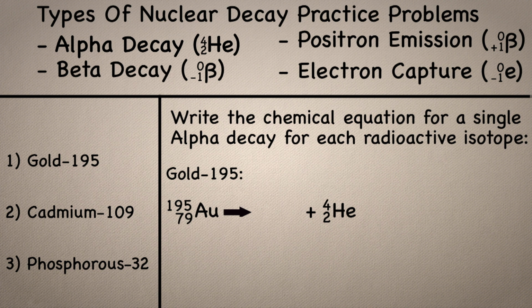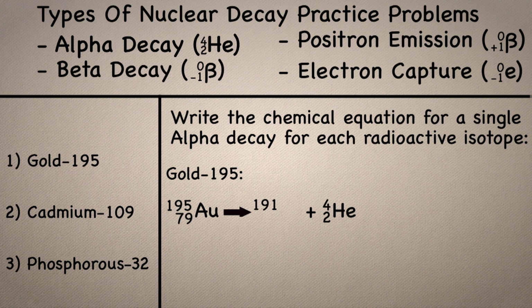So remember, law of conservation of mass. Both sides of the equation need to add up. So if we have 195 as our total mass on the left side of the equation, then we need that on the right. Well, we already have 4 with our alpha particle, so we need 191 more. So that top number is going to be 191.